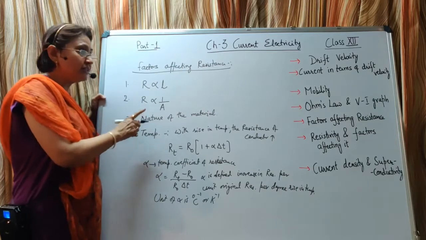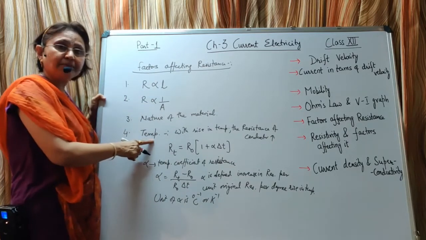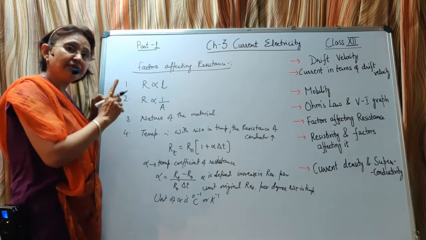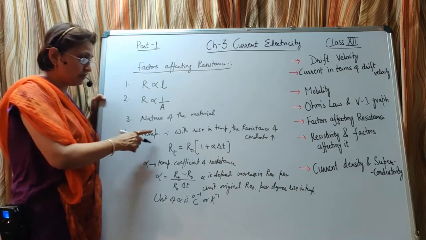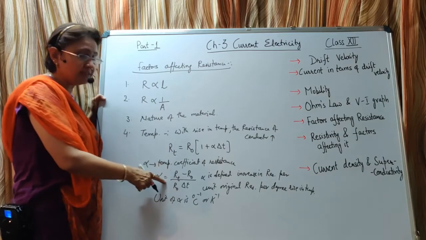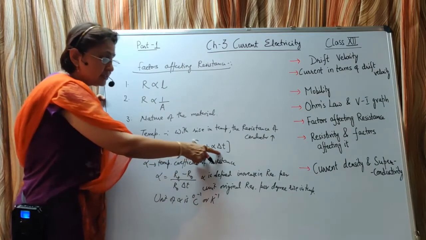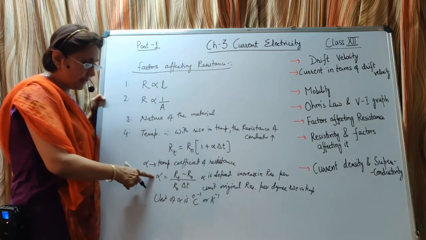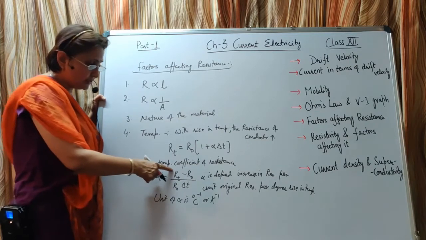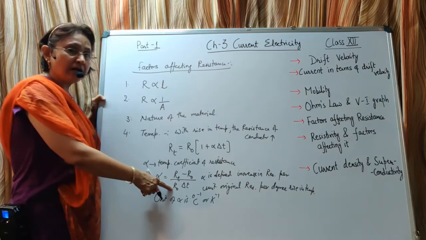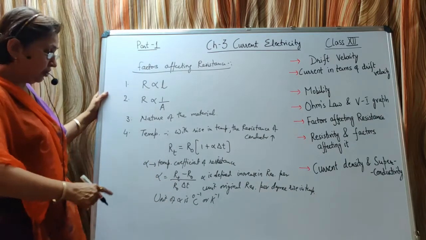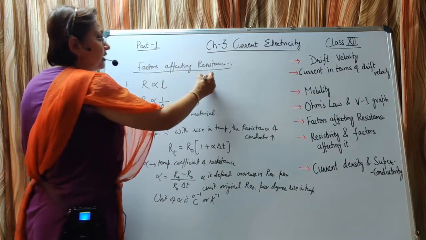So the resistance depends upon the temperature of the conductor. That is why when we define Ohm's law, we say that the temperature should remain constant, because with the rise in temperature the resistance will increase by this formula, where alpha is the temperature coefficient of resistance, which is given by (RT minus R0) upon R0 into delta T.